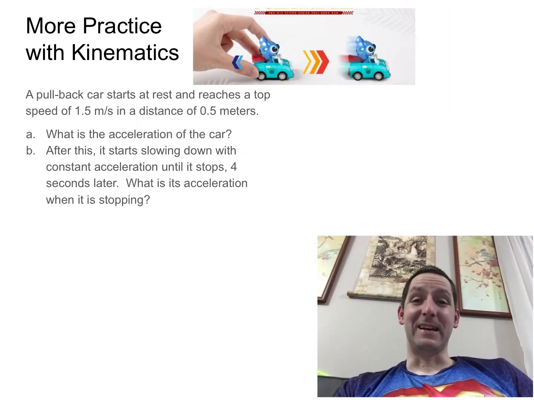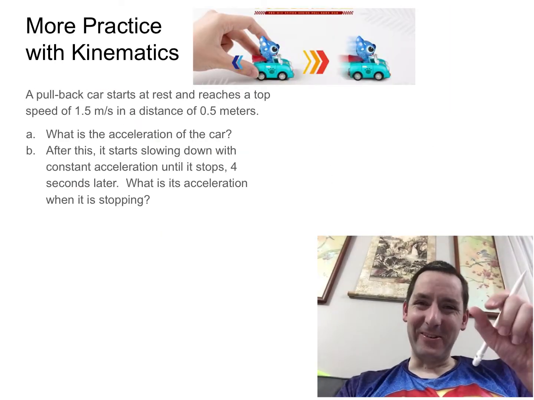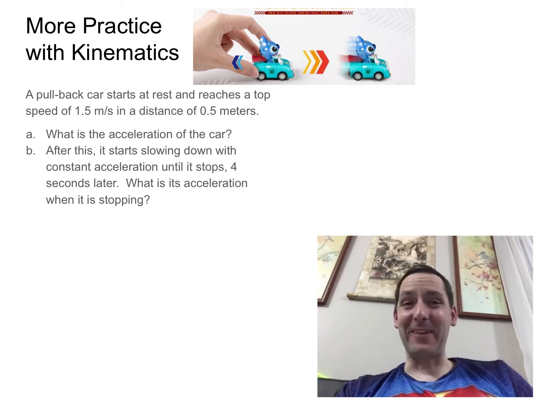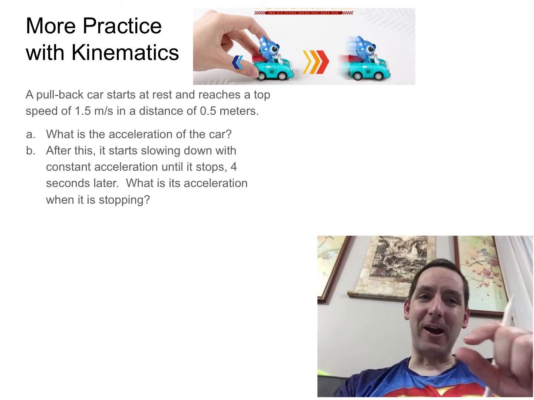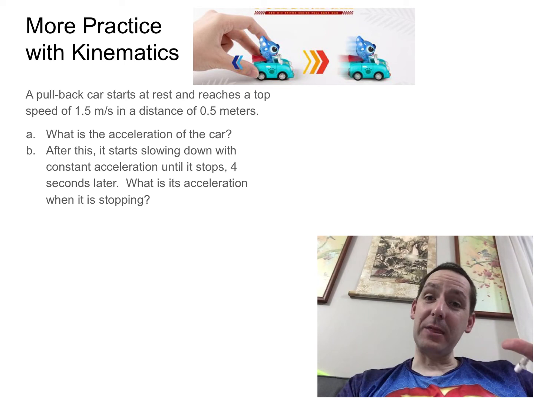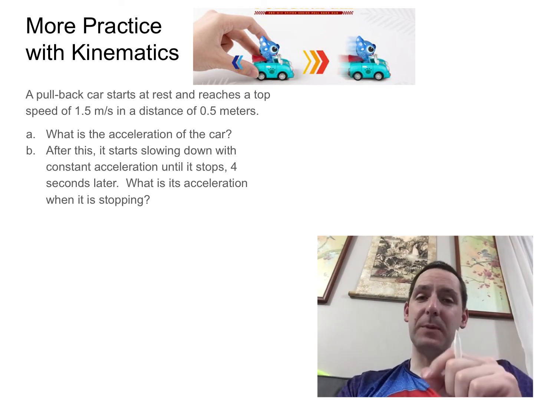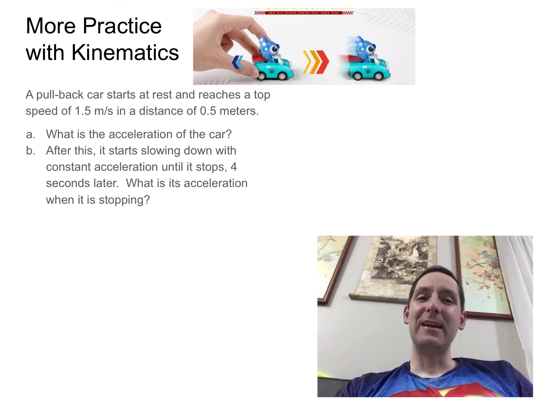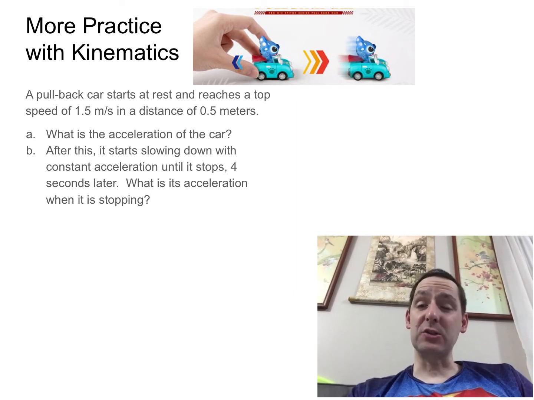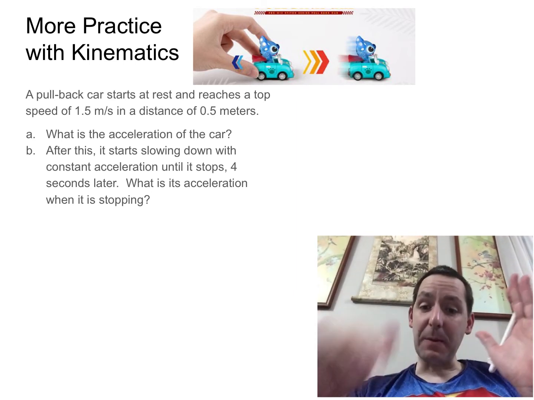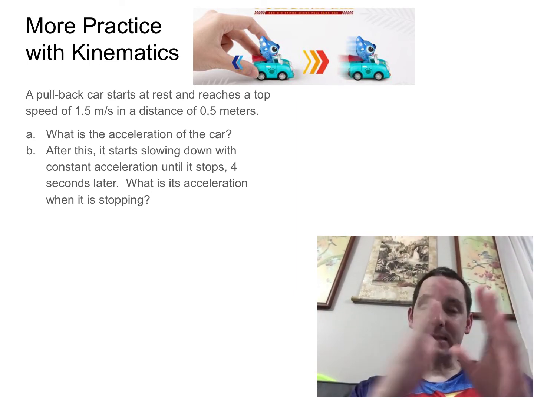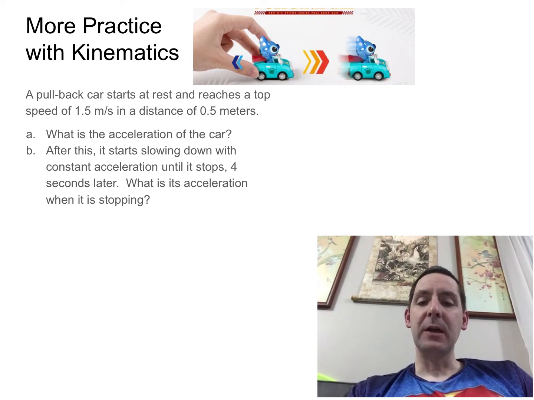Come on. All right, you remember these little guys, little pullback cars? Yeah, we're going to do a problem with them, all right? So we got a pullback car. It starts at rest. And then when they release it, it reaches its top speed of 1.5 meters a second in a distance of 0.5 meters, right? That happened pretty quick. It sped up. It got pretty fast in that really short distance. So the question is, what is the acceleration of the car?